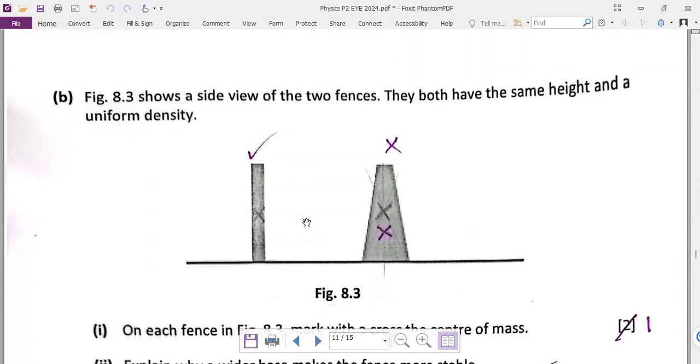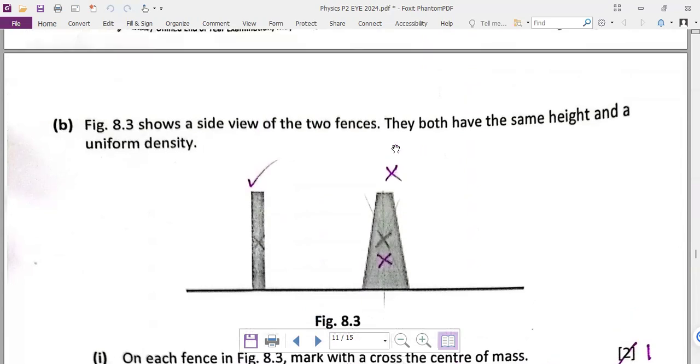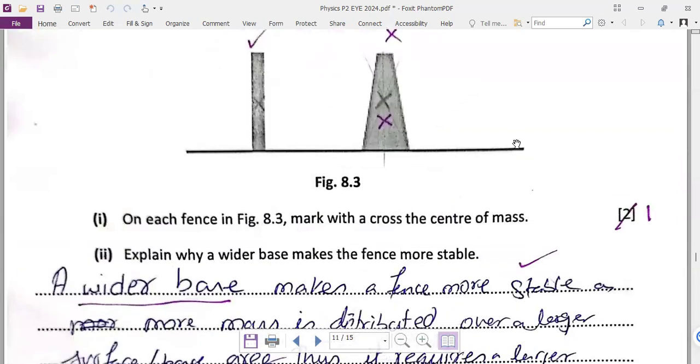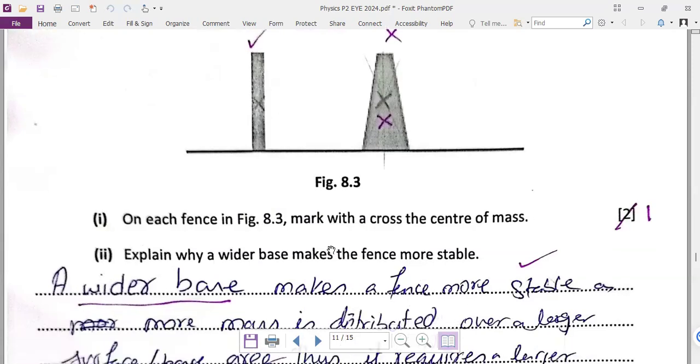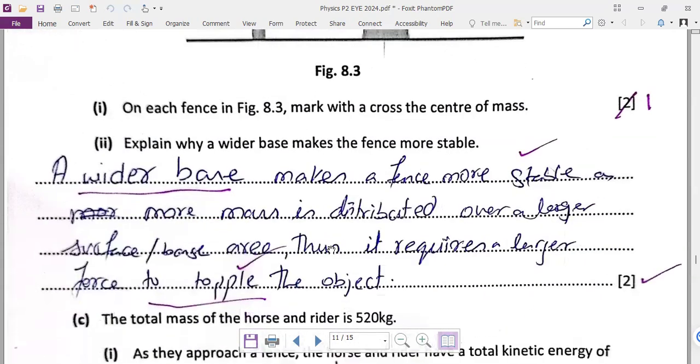Next part: which is more stable and which is less stable, and which is of uniform density. They both have uniform density. Mark the center. This mark should be here. Okay, this is the correct mark, but this mark shouldn't be here. It should be here, because if you cross these, the intersection will be here. So that's why he lost 1 mark.